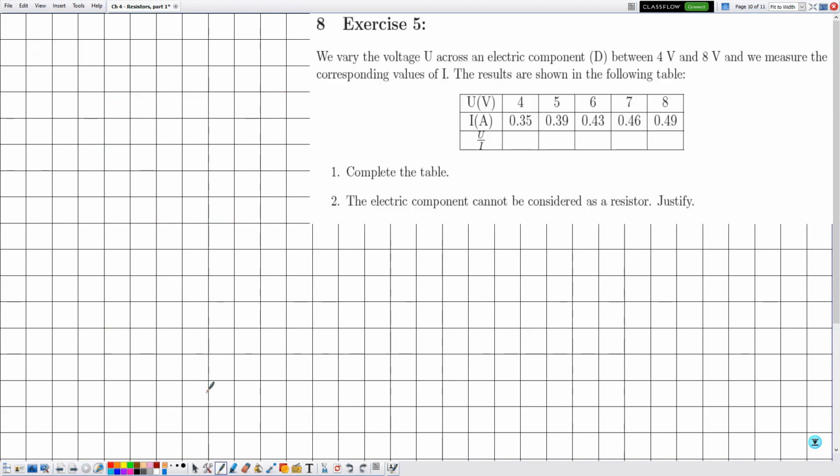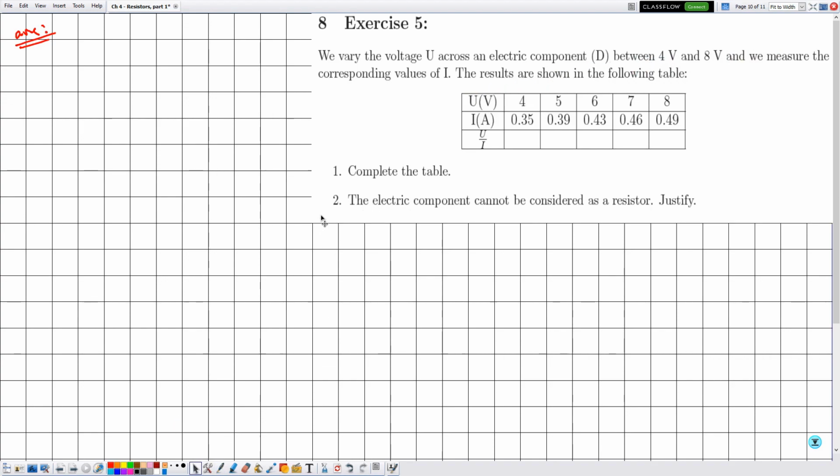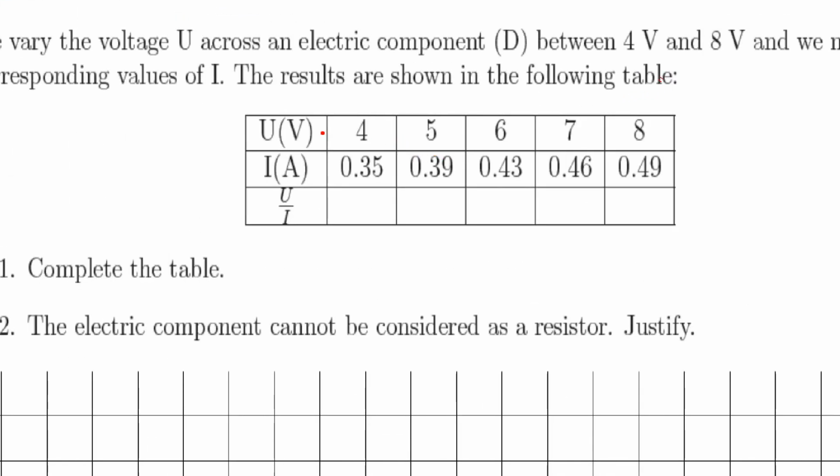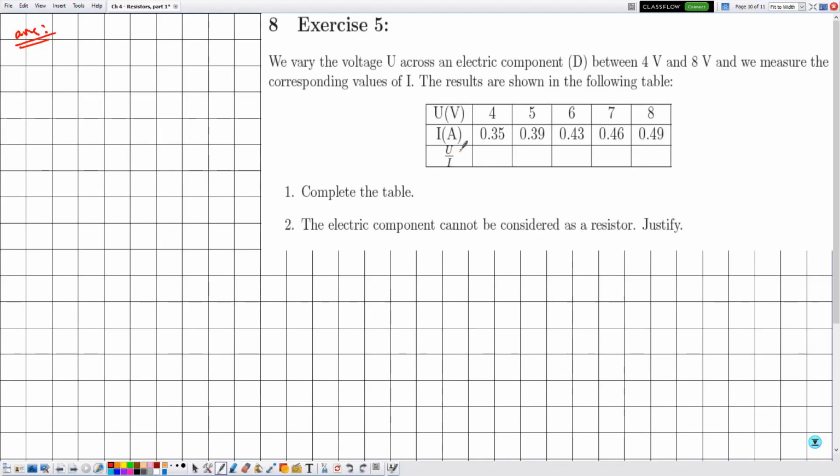Now exercise number 5 in section 8. They are telling me we vary the voltage U across an electric component D between 4 volts and 8 volts, and we measure the corresponding values of I. The results are shown in the following table. Now they are telling me to complete the table. So here in the table, in the first row we have the value of the voltage U, and in the second row we have the value of the electric current I in amperes. The third row consists of the ratio U over I. So let's complete this table.